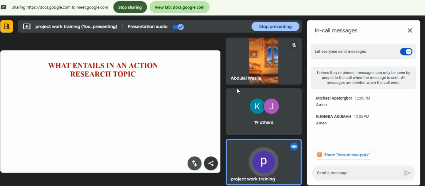So let me explain what entails in an action research topic. Before you can choose an action research topic, you must get to know or understand the things that must be included when you are selecting a research topic.